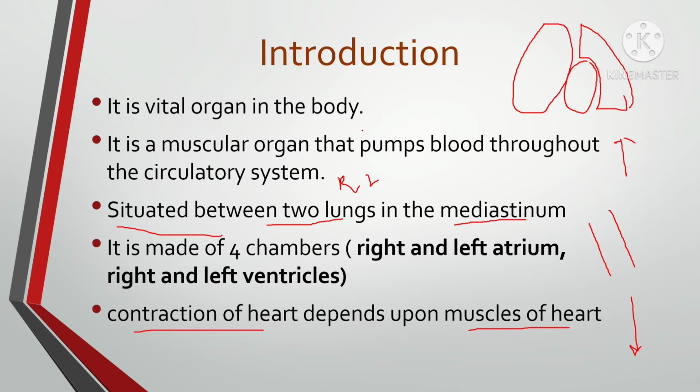Second, it is a muscular organ that pumps the blood throughout the circulatory system. It is a muscular organ. It is very important because our heart always depends upon its muscles. The heart is the only organ which does not depend upon the brain for its conduction. It depends upon its muscle.